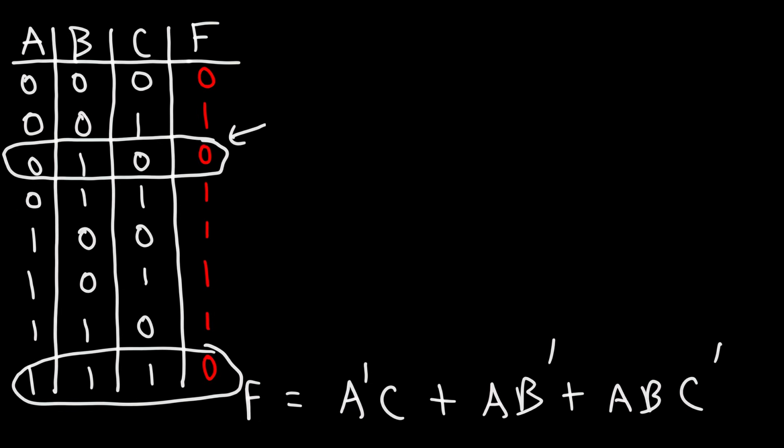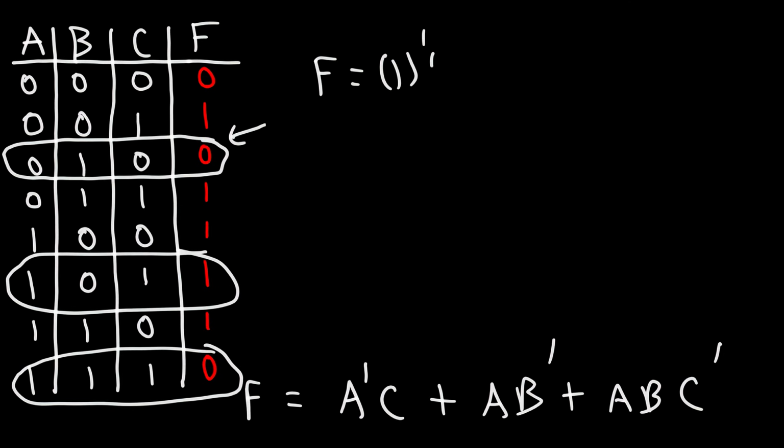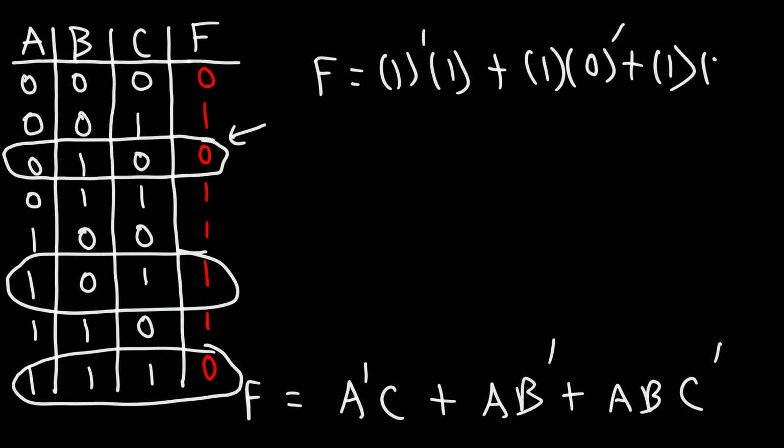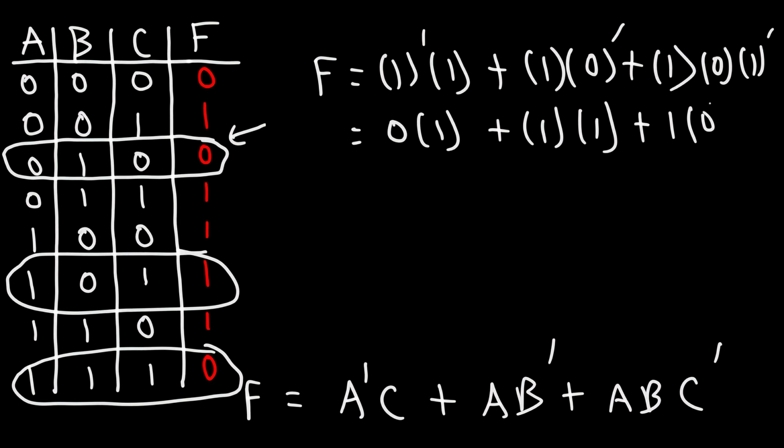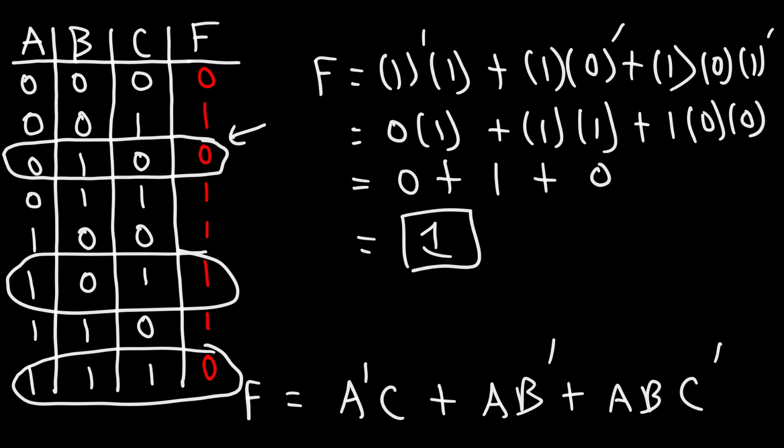Okay, let's try one that's going to give us a value of 1. Let's try this one. So A is 1, C is 1, B is 0, and A is 1, B is 0, C is 1. So the complement of 1 is 0, the complement of 0 is 1, and the complement of 1 is 0. 0 times 1 is 0, 1 times 1 is 1, 1 times 0 times 0 is 0. 0 plus 1 plus 0 is 1. So this function works.